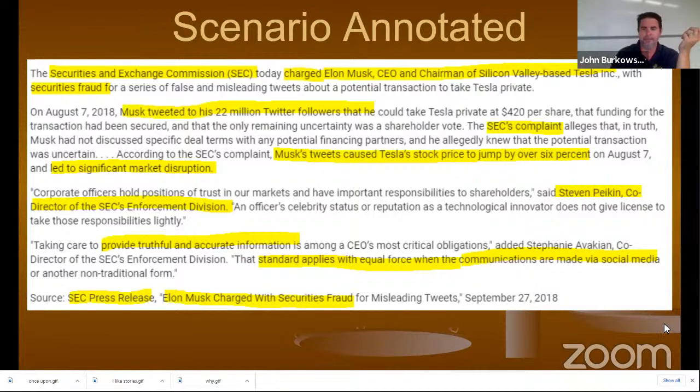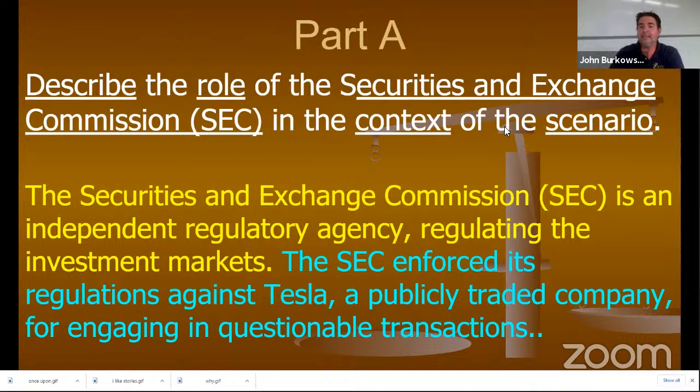Describe the role of the Securities and Exchange Commission, SEC, in the context of the scenario. So we know what the SEC does. Do we need to divulge everything about it? Not necessarily. We just want to know what are they doing. And I already know what they do. It's kind of simple. It's their regulatory power. So ACID, except all we need to do is A and C, right? Because we're just describing the role.